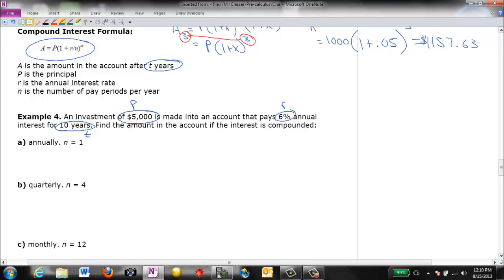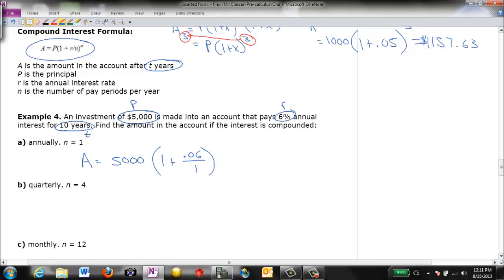If we only compound 1 time per year, we're going to end up with 10 compoundings. So let's go ahead and set up this formula. We have A, our account balance after our investment is over, so that's what we're trying to find, equals our initial investment of 5,000, and then we have 1 plus. Remember, that 6% is how much interest you get per year. Since we're only compounding once, we're only going to divide it up once, so 0.06 divided by 1.